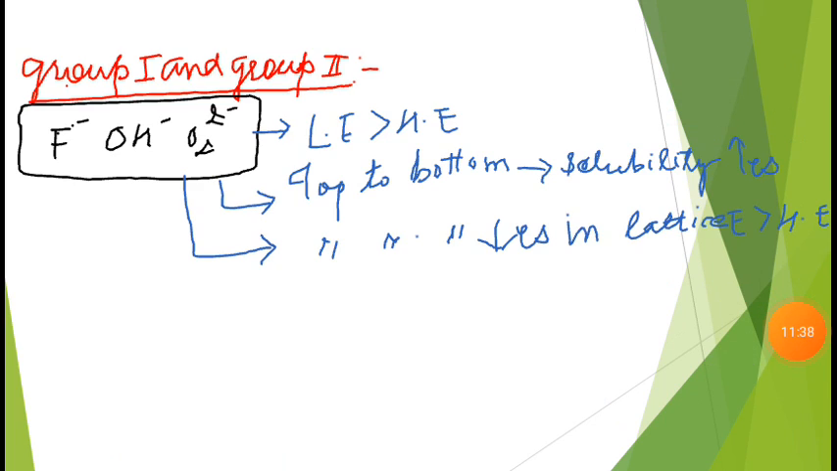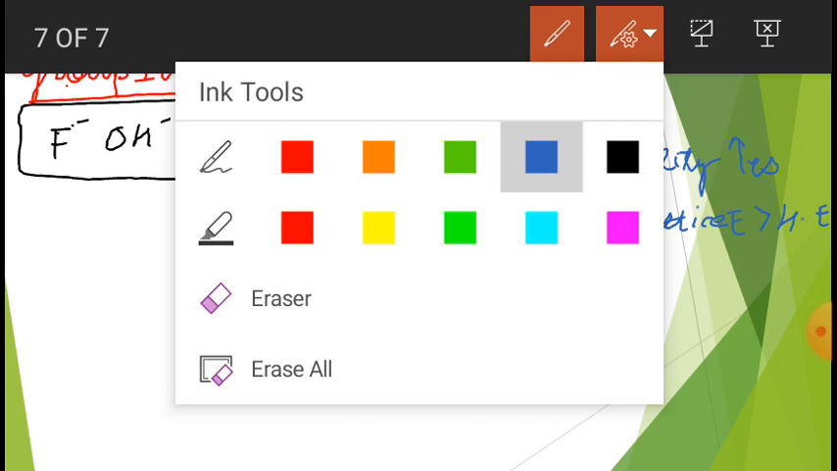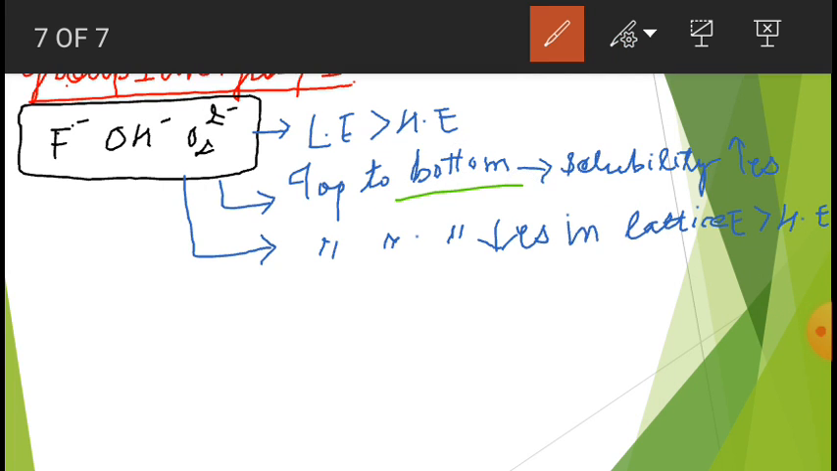Now we are going to compare the lattice energy and hydration energy of ions of group 1 and group 2. For group 1 and group 2, in F negative, OH negative and O2 negative ions, lattice energy is greater than hydration energy, means the lattice energy factor dominates over the factor of hydration energy. And if we talk about variation from top to bottom, solubility increases and lattice energy decreases, which is greater than hydration energy.